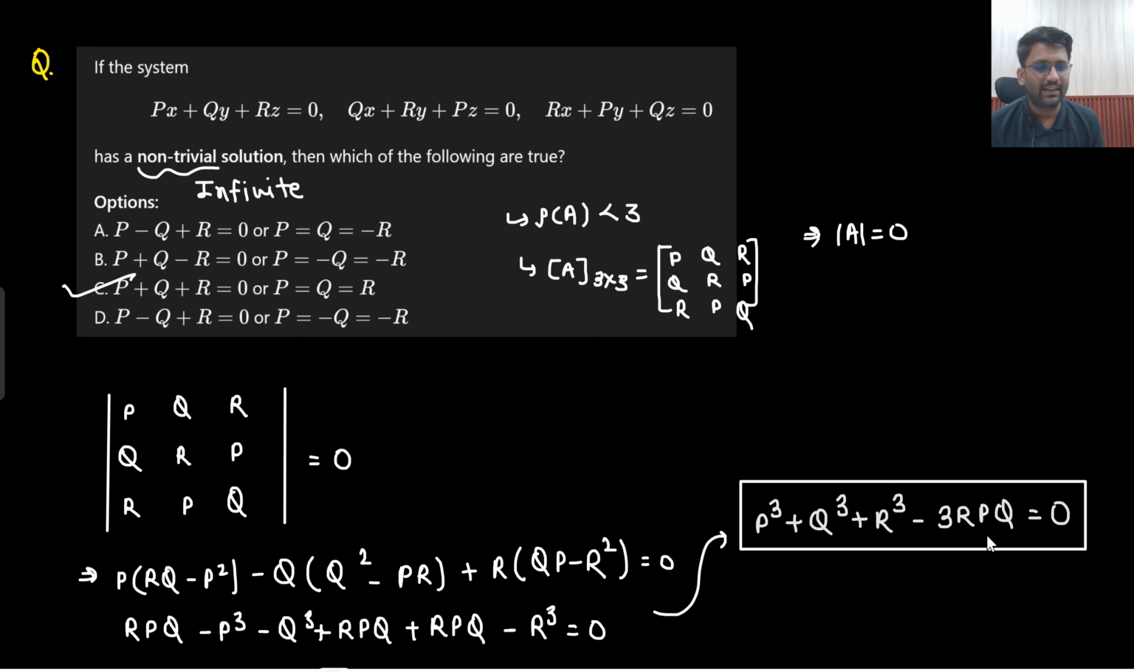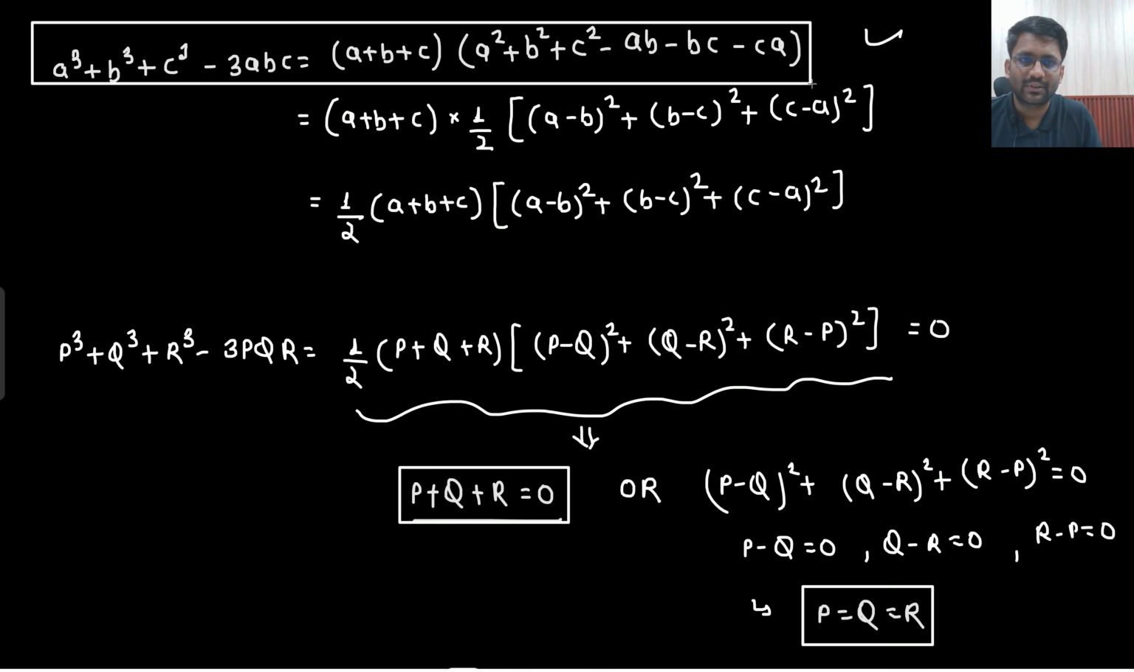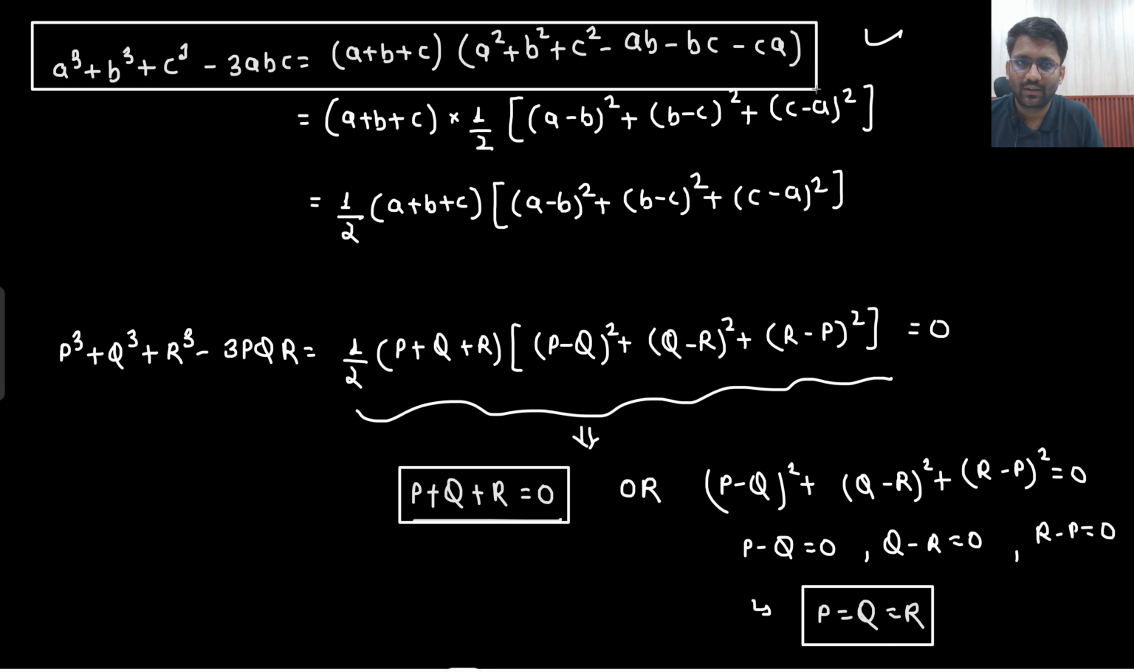Then I get to know that this is the condition I am getting: p cube plus q cube plus r cube minus 3pqr. If this is the condition, then what can I conclude from here? That p plus q plus r is equal to 0, or p should be equal to q should be equal to r. Why is that so? This is the mathematics I have written. Remember this formula. Always remember this formula. This is used a lot of times. Please remember this formula. Okay?